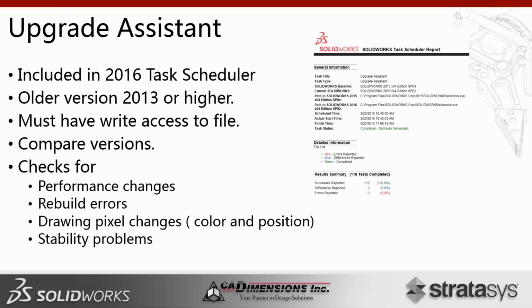This was included in the 2016 Task Scheduler. What's nice about this tool is it does not modify the file in any way. What it will do is open the file in the old version of SOLIDWORKS you were using and the newest version of SOLIDWORKS and do a comparison between the two. As of right now, it only supports old versions of SOLIDWORKS back to 2013. So if you're migrating from 13, 14, 15, all the way to 16, we can do a comparison between those versions and what the file is like between those versions.